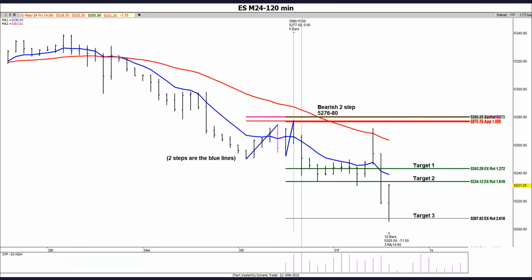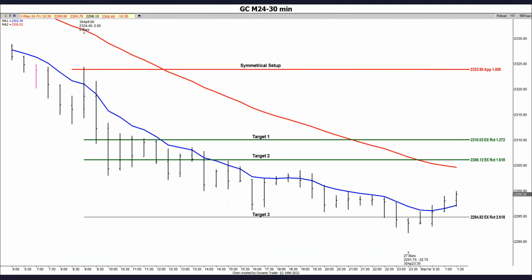So here on ES 120-minute chart, we held. It was a bearish two-step. That's another kind of setup that we give. We met all three targets on the downside. That was a nice failure. Let's see, over 70 points. What a nice setup there on ES.